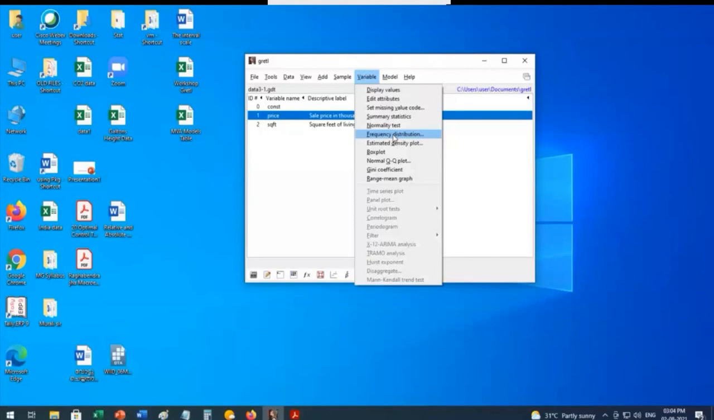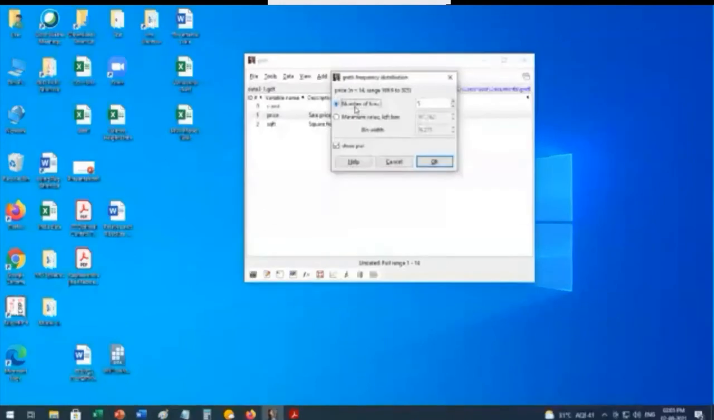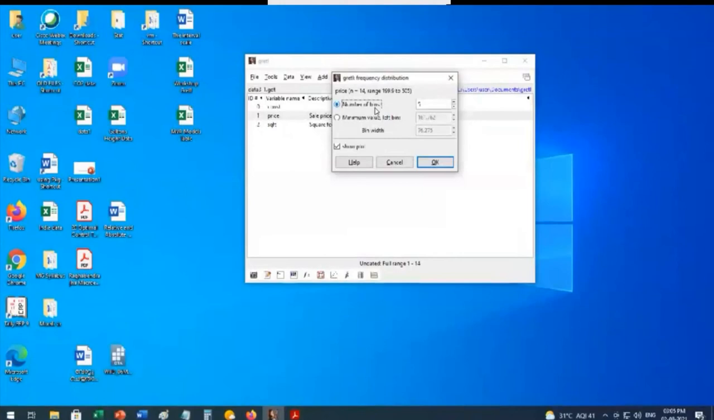Otherwise, it is very difficult to have a frequency distribution of a quantitative variable. Price is a quantitative variable. But no problem in Gretl. We just click this one and specify how many bins we need. Bins, as you know from statistics, are the class intervals. Frequency distribution is reported in terms of class intervals and the corresponding frequencies coming inside each interval.